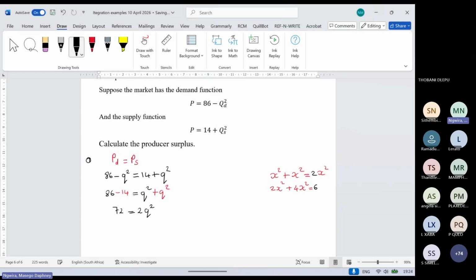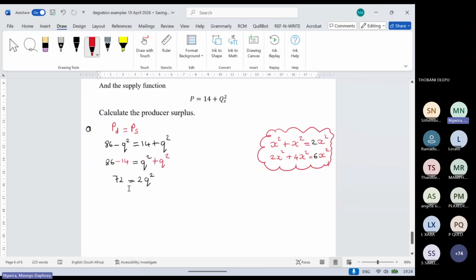I'm just doing this for people who are struggling with maths. When you're adding, you add the like terms, right? And then we are solving for Q. We are going to have 72. I'm going to rewrite this so that it's easier to understand. So now I divide by 2 both sides because I want my Q. Then my answer is going to be, what is 72 divided by 2?